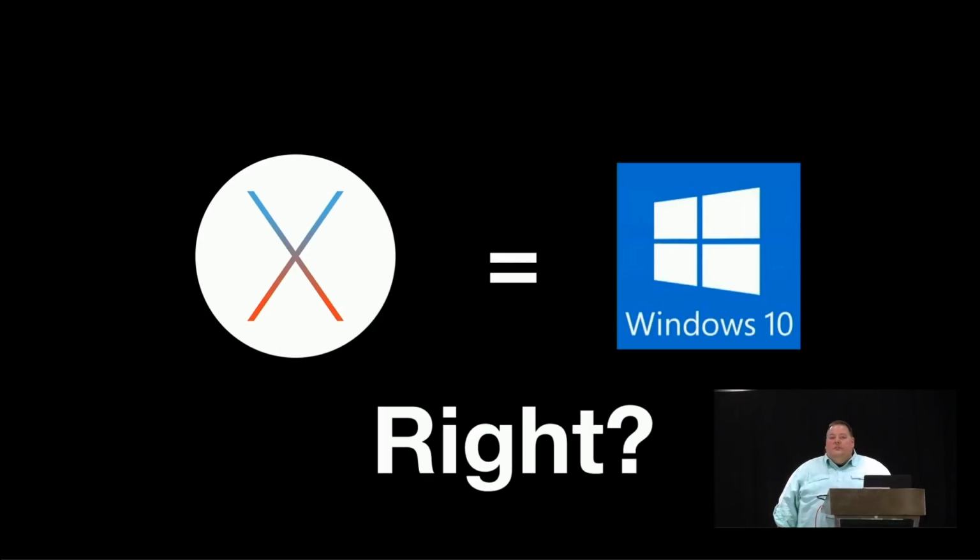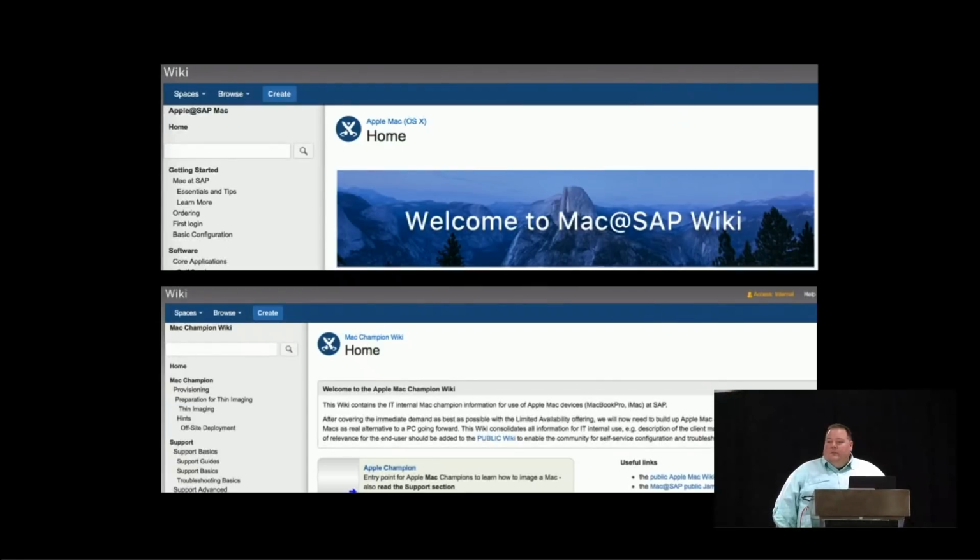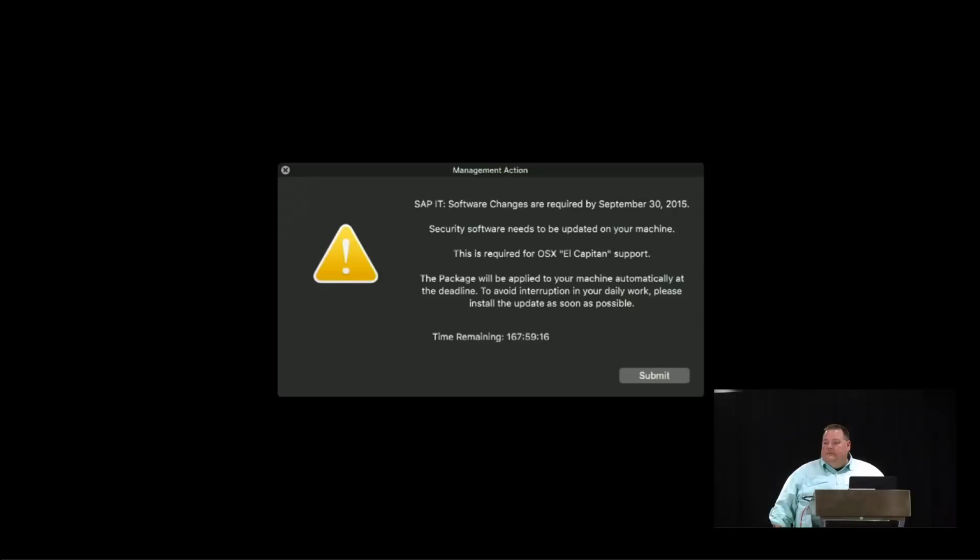So the Mac environment was trying to replicate the Windows environment as much as possible. We had an internal-only Jamf Pro server. That meant that we could only manage Macs that were on our internal network or were connected via the VPN. As soon as a Mac left the corporate network, we were not able to manage them. We had two separate wikis, one for IT staff and one for customers, both of which required being on the internal network or needing VPN access. We had lots of pop-ups for everything.